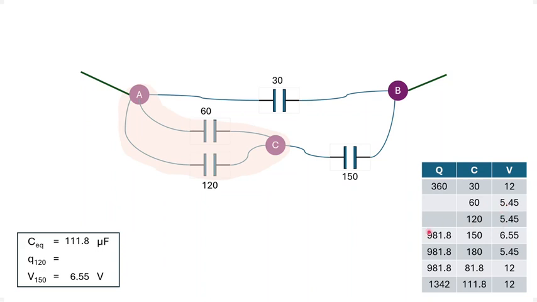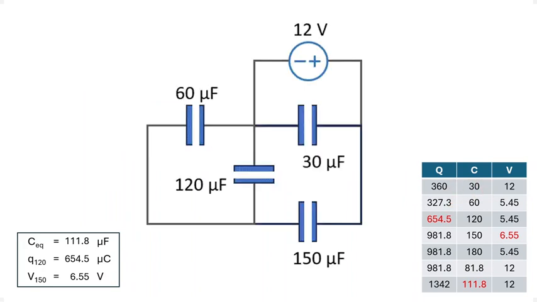Product CV gets us charge, and we've completed the table, and we've discovered the charge for the 120 microfarad capacitor. Highlighted in red are the 3 answers to the 3 questions, but the table is the complete solution. And that is our circuit quiz.